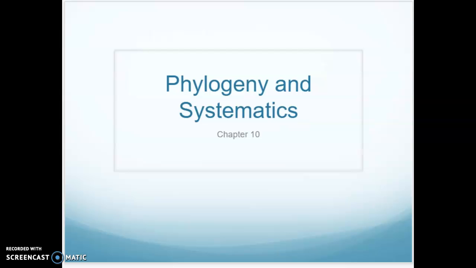Hey guys, so today we're going to talk about chapter 10, which is about phylogeny and systematics. Essentially, this chapter is about taxonomy, or classifying organisms. But when we talk about systematics, we're not only talking about classifying organisms, but we're talking about grouping those organisms as well, okay, based on their evolutionary history and similarities and such.